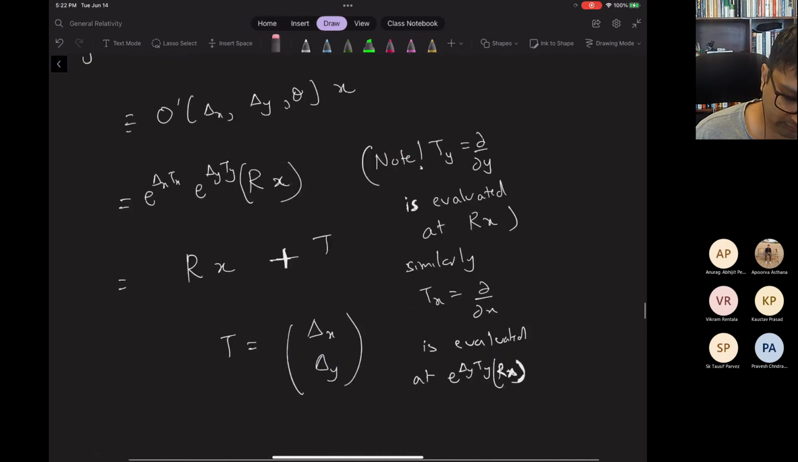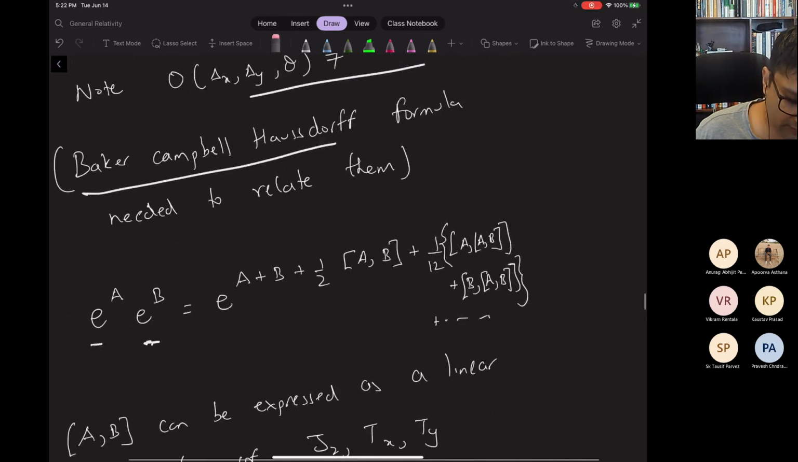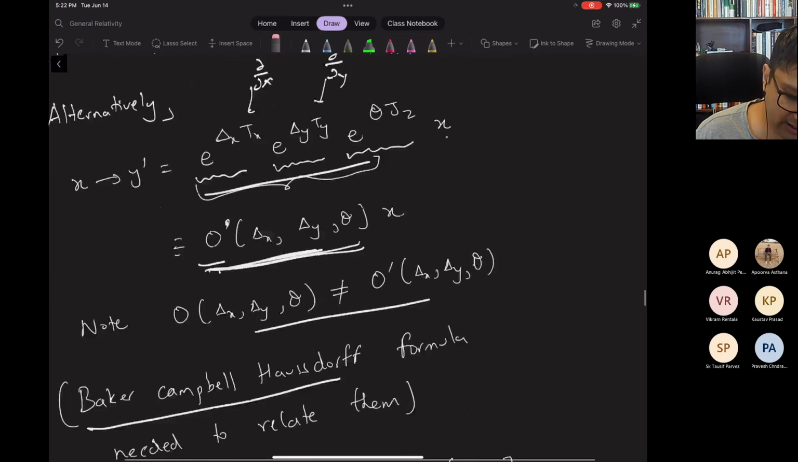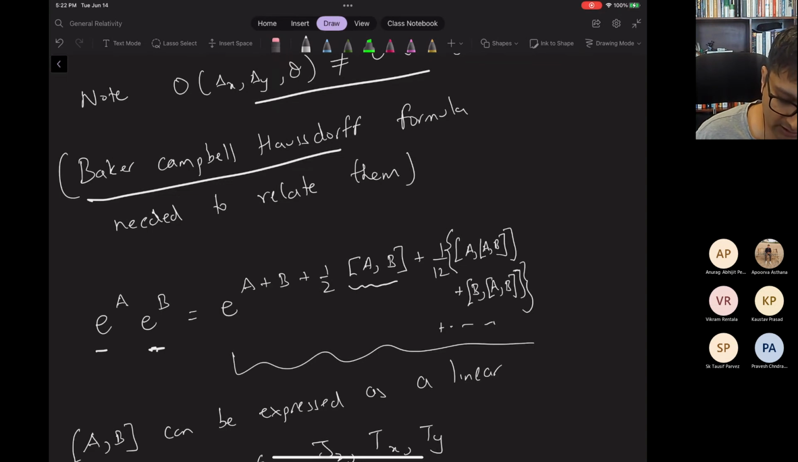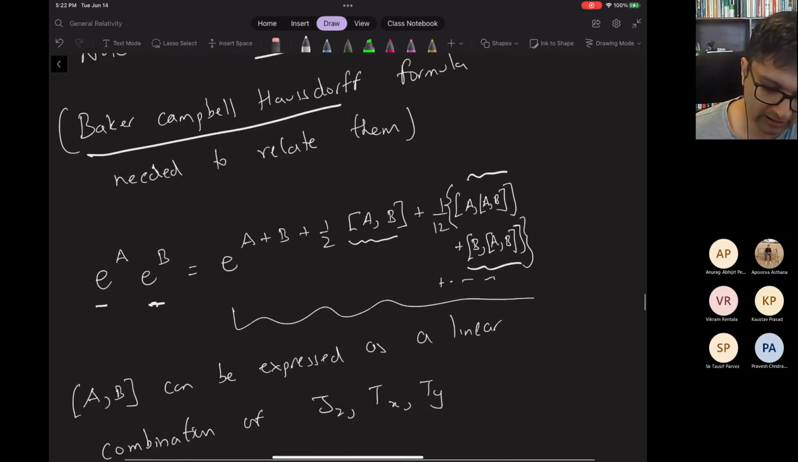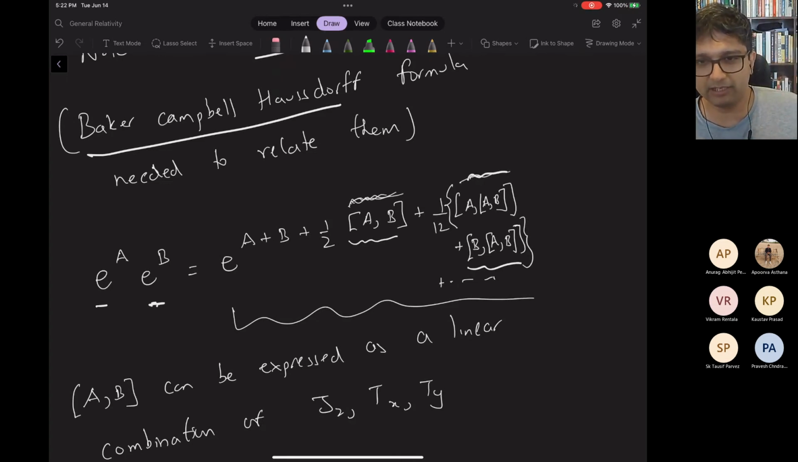And if I want to combine two operations like this, e raised to a, e raised to b, and write it as some e raised to something, I have to use this BCH formula, where I write it as e raised to a plus b plus half Lie bracket of a, b plus 1/12, then some more complicated Lie brackets. But the important point is that after the dust settles, when I evaluate all these Lie brackets, at the end I get back something in the killing vector space.